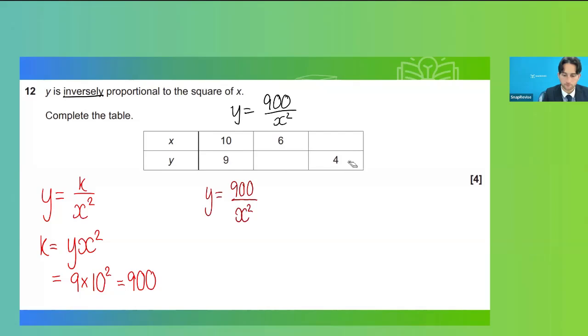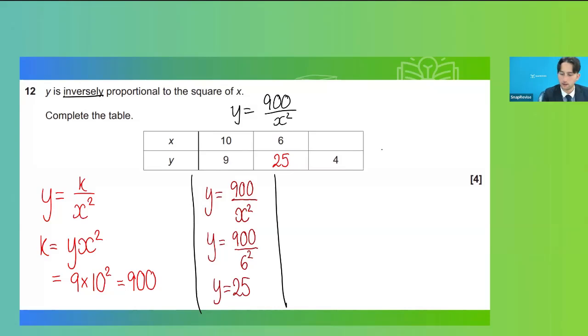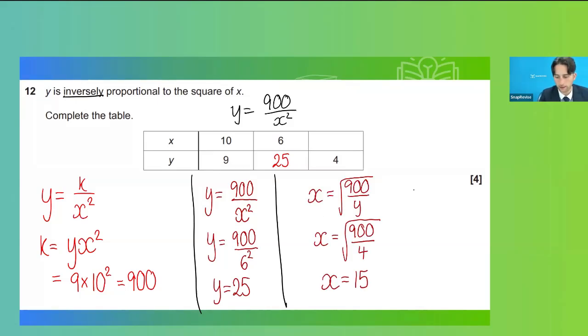So for this one, if we want to work out when x is 6, we sub that in and we find that y is 25. That's almost like part B of the question. Now, if I want to work out when y is 4, we sub that in and we set 4 in as y. Or you could make y the subject, but you could say 4 is equal to 900 over x squared. Times up by x squared, divide by 4. And then square root, you get x is 15.